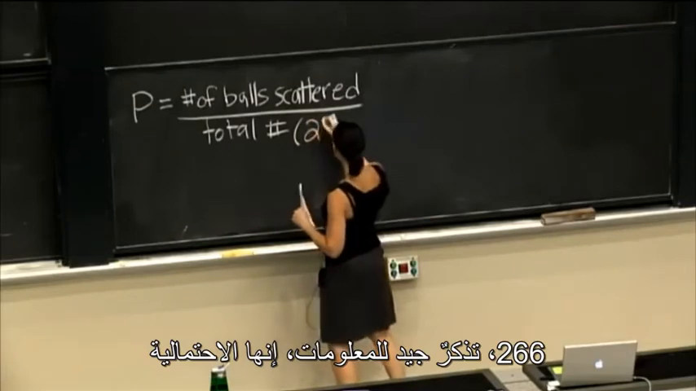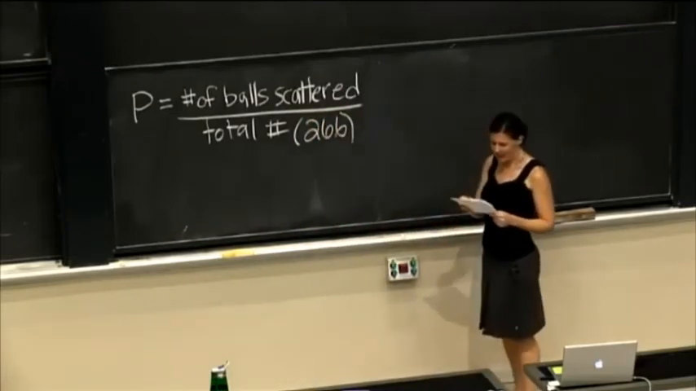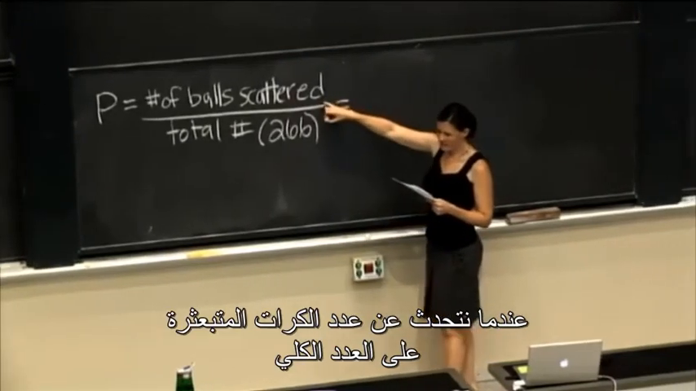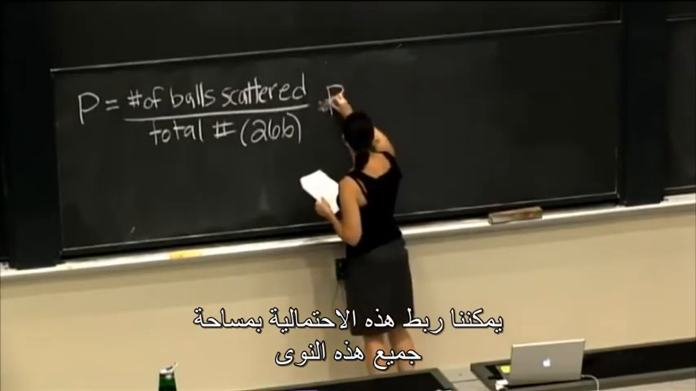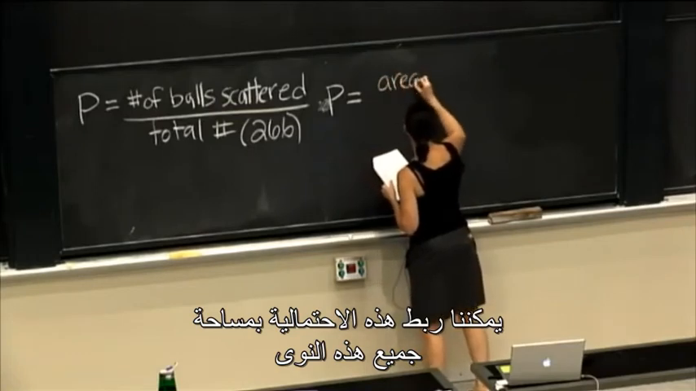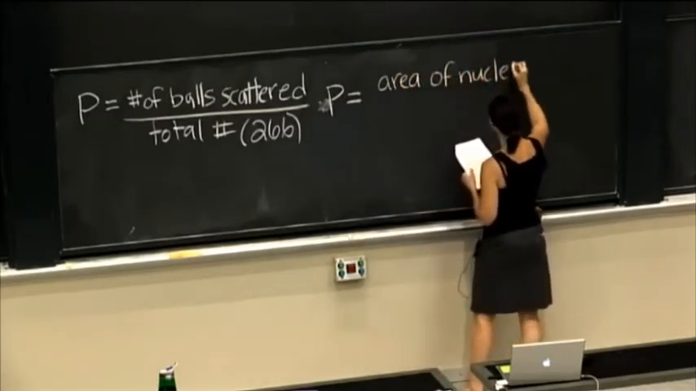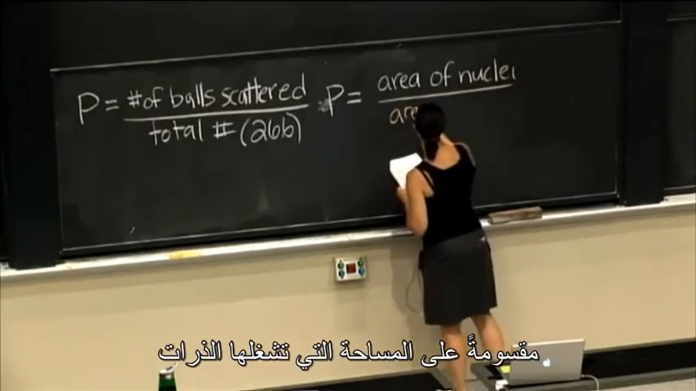266. Good information retention. All right. So we have the probability here. In terms of the number of balls scattered over the total, we can also relate the probability to the area of all of those nuclei divided by the total area that the atoms take up.